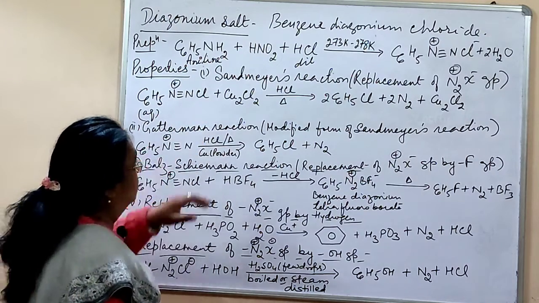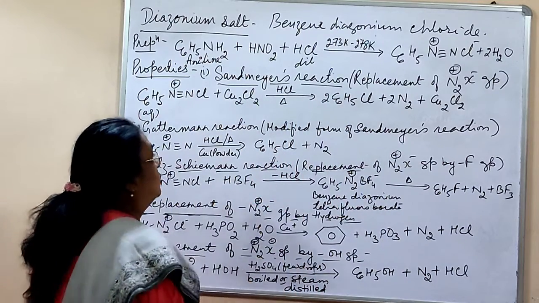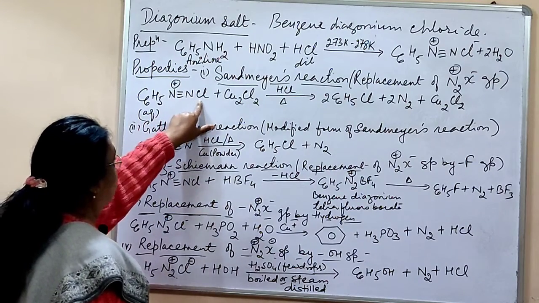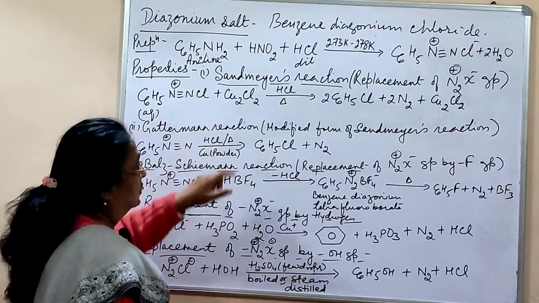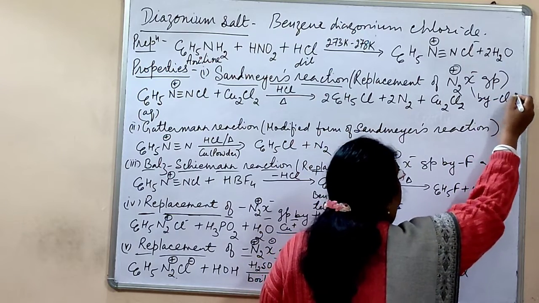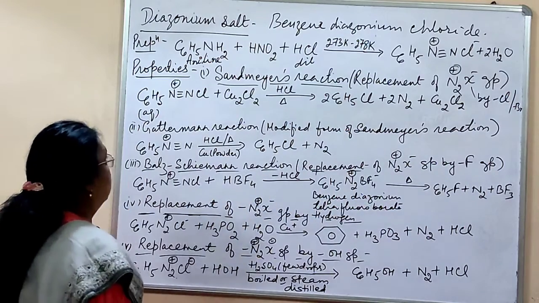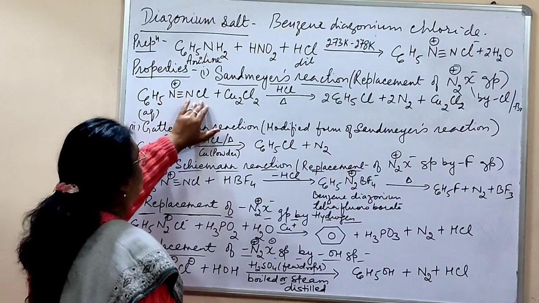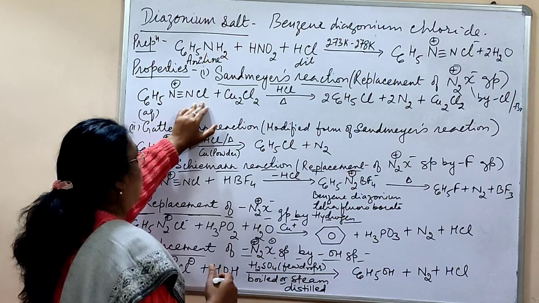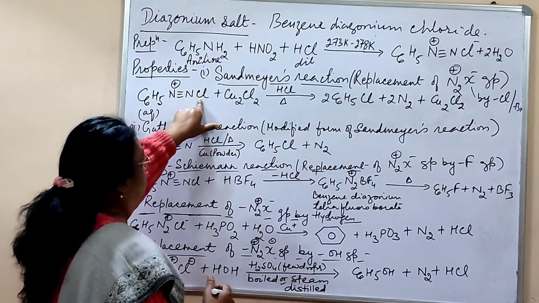Name reactions, as I told, are already important. The first reaction is Sandmeyer's reaction, which is used for replacement of this N2X group, X is for halogen, by a chloro group or bromo group, Br group. Here if it is Cl, then it is replaced by a chloro group, already a chloro group is there, or by a bromo group.